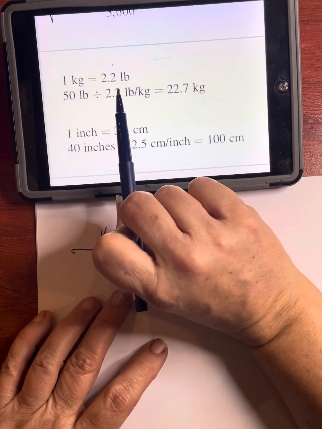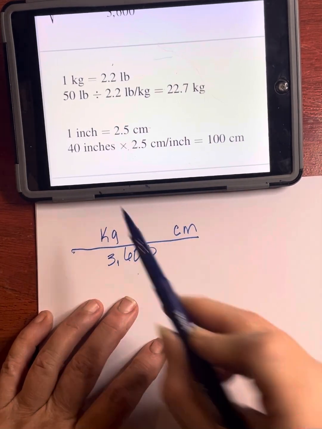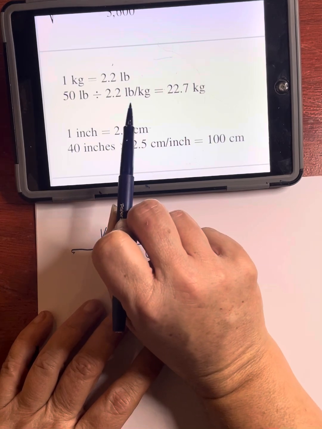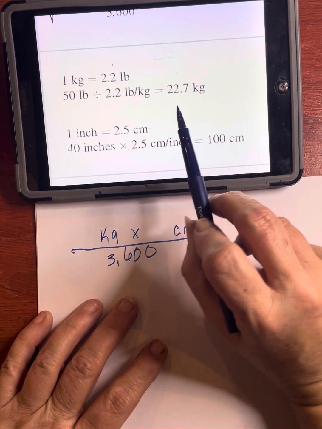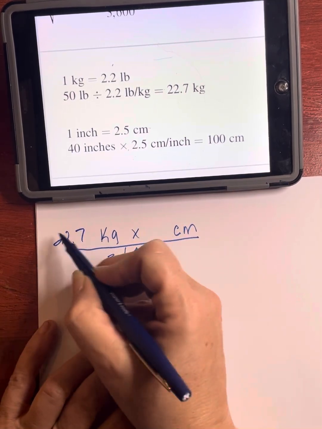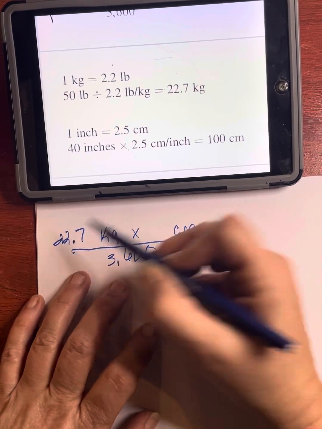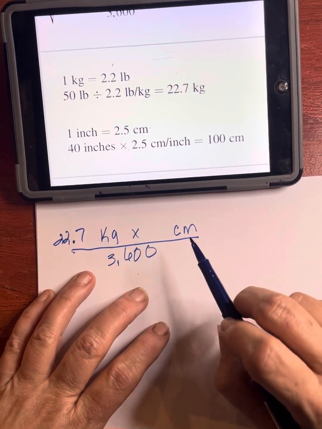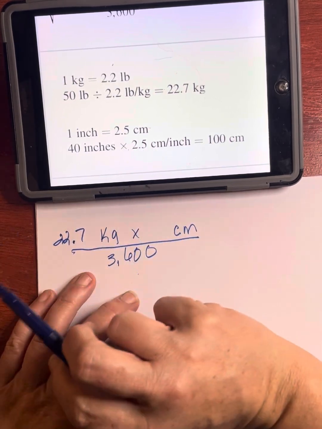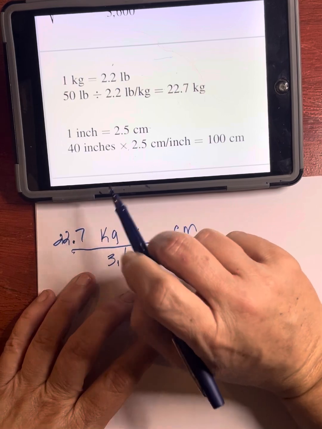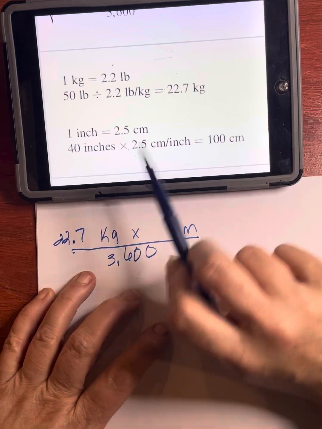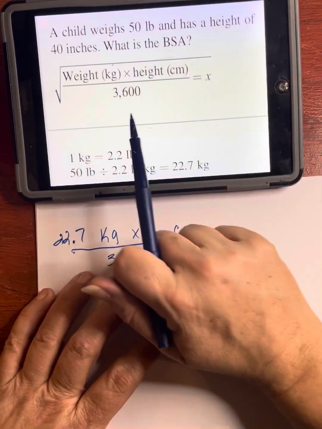We know 1 kilogram is 2.2 pounds. So if we take 50 pounds and divide it by 2.2, we're going to get 22.7 kilograms. You can pause me and try it in a calculator. And we have to know 1 inch is 2.5 centimeters. You're going to have to burn that right next to 3,600.